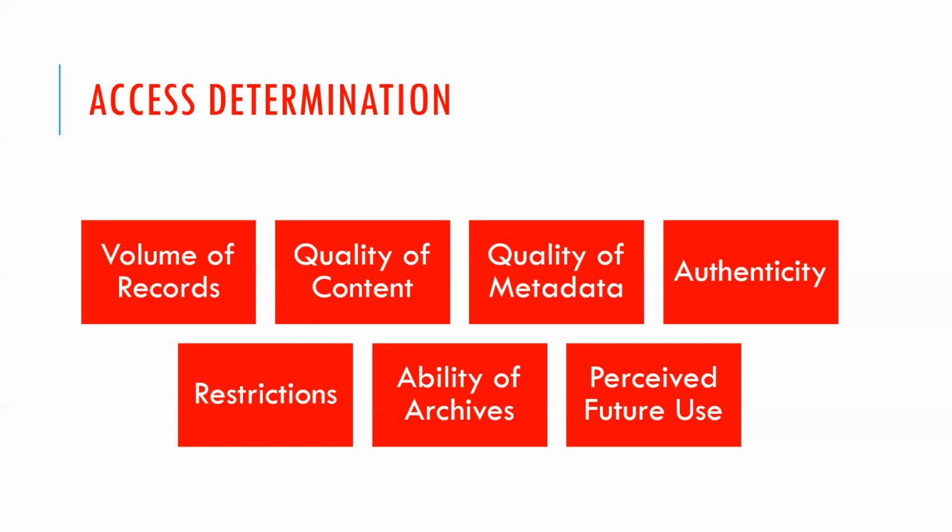And another one, which I have mixed feelings about, is perceived future use. So if an archivist thinks that records are going to be used in the future for whatever reason, then that may compel them to place them online and facilitate that future use. So again, a lot of these are value judgments that archives make. So quality of content, quality of metadata, that can be pretty subjective. Perceived future use, that can be pretty subjective.